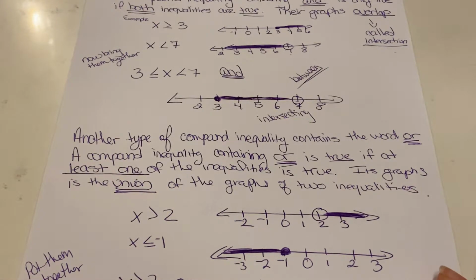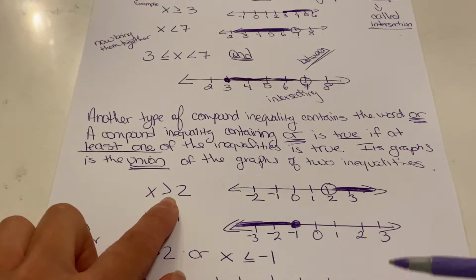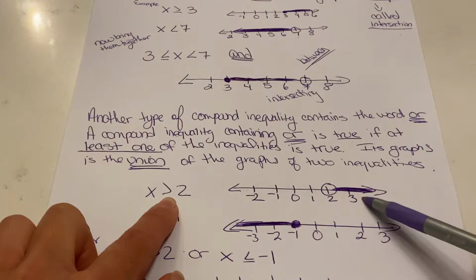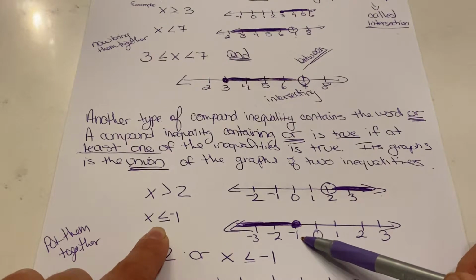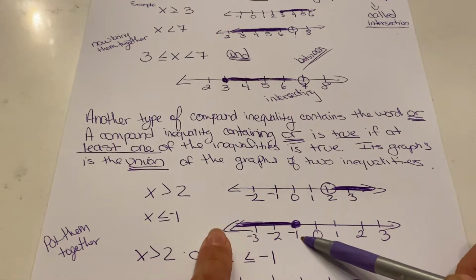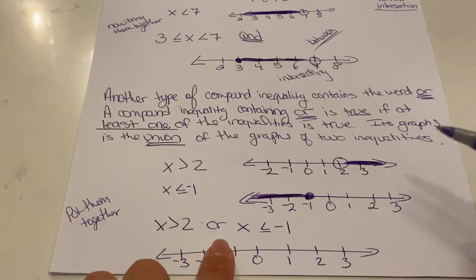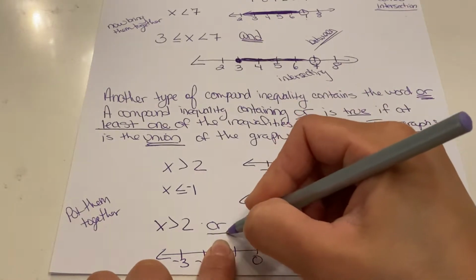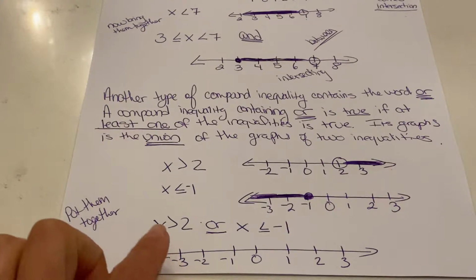So let me give you an example. X is greater than 2. How would you have graphed that? An open circle at 2 going to the right. Here, x is less than or equal to -1. You would have done a closed circle at -1 and going to the left, all right? Now, I'm going to have a compound, okay? When you have a compound that represents an or, you will always see the word or separating the two inequalities, okay? So let's graph it.